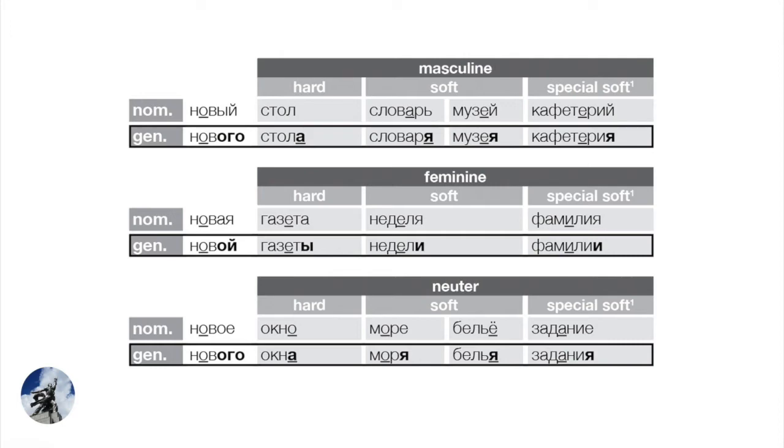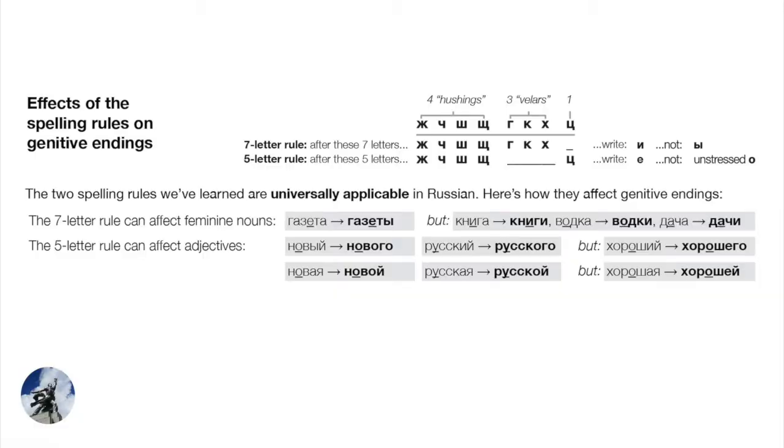Okay, remember our spelling rules, our old friends, of which so far we've learned two out of the total of three. We're going to learn the third in this chapter, by the way, when we cover verbs. Do they affect the genitive endings? Yes, they do actually. So let's look this over. Let's start out with feminine nouns. Let's take a typical hard example like gazeta. We just saw that in the genitive, we expect the a to become ui, and that would give us gazeti. So that's an example of a normal feminine noun that's not being affected by the spelling rule.